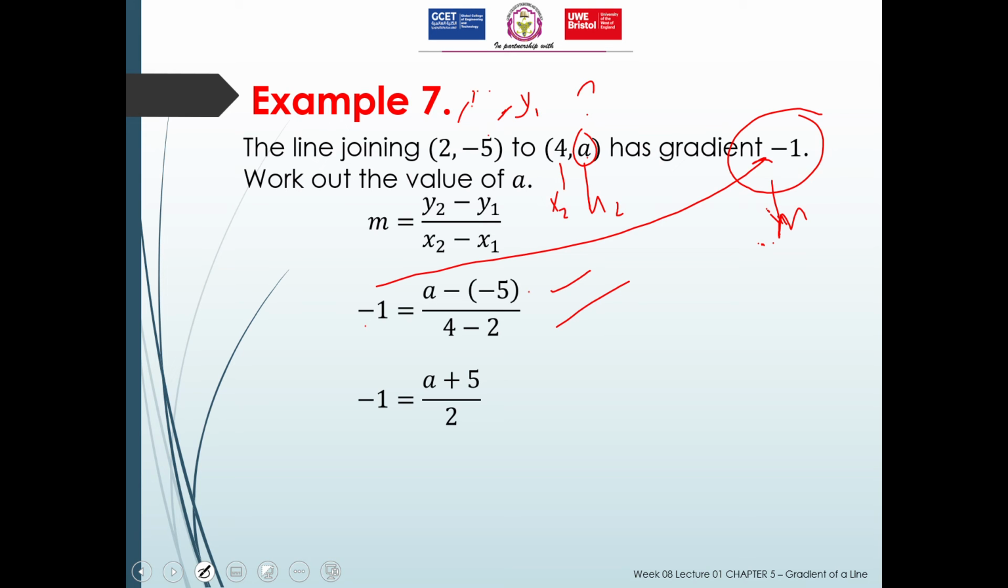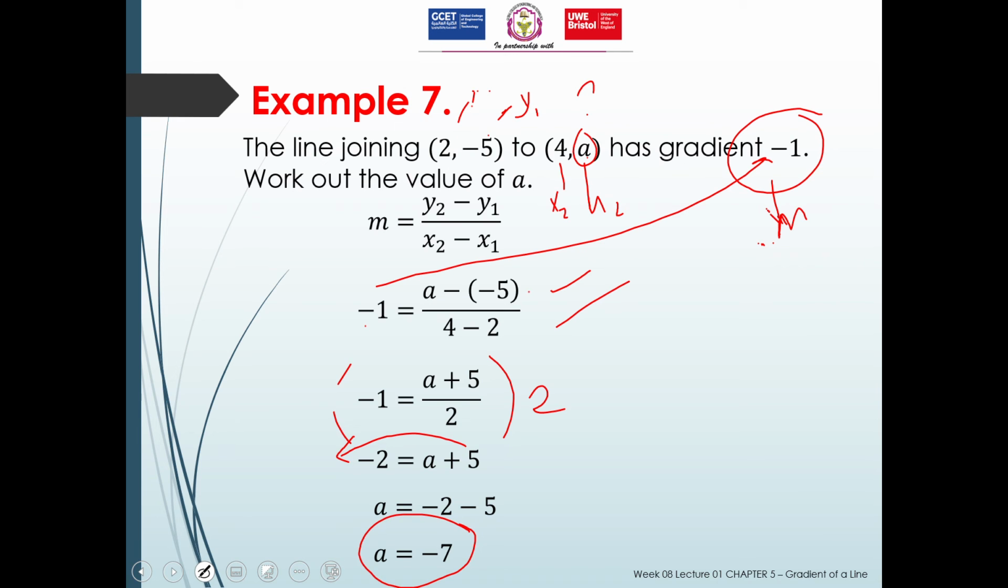And what we do, we free this equation from fraction, we multiply both sides by the denominator 2. So the resulting equation is negative 2 equals a plus 5, or that gives us a equals negative 2 minus 5, which is negative 7. Okay. So the value of a, which is your y sub 2, is negative 7.